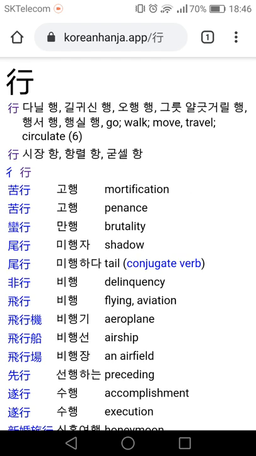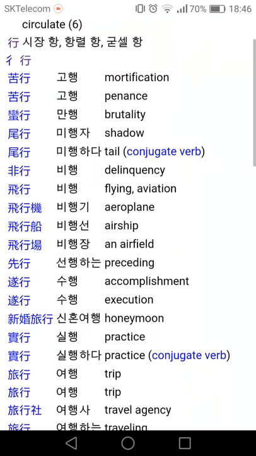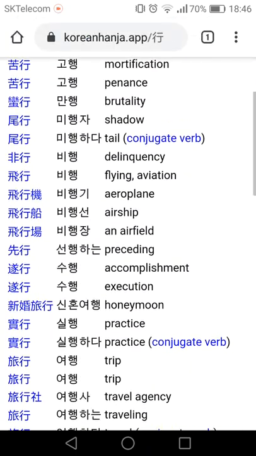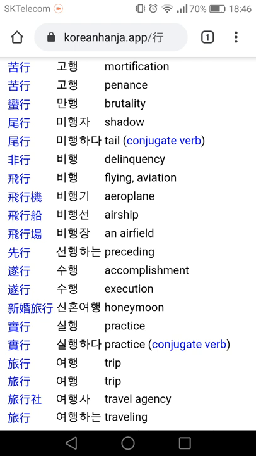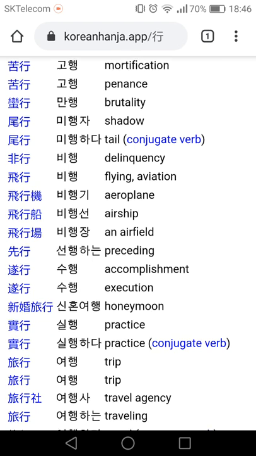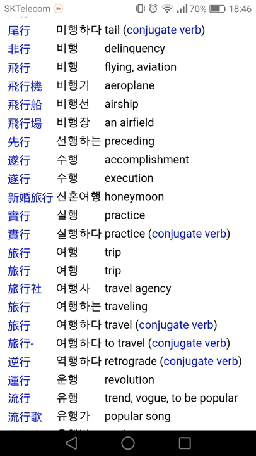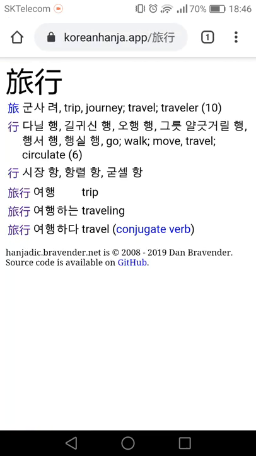Like you have p hang, movement. That's why it's flying or aviation. So p hang-gi, the machine that moves, becomes an aeroplane. Another part of hang, yaw hang. So you go on a trip, movement. The yaw in yaw hang means trip or travel, and then the hang is to walk or move.